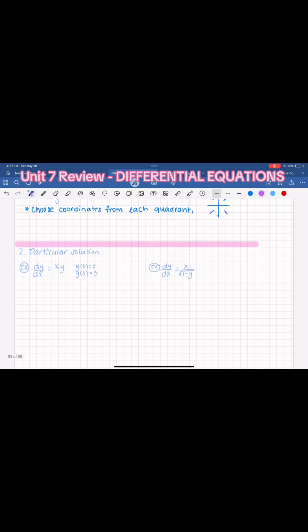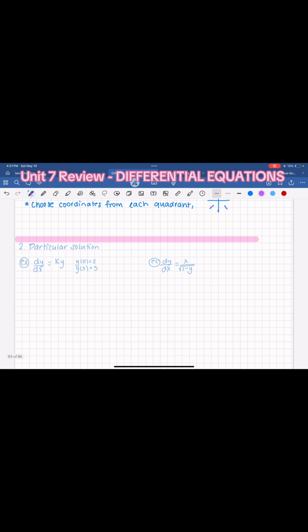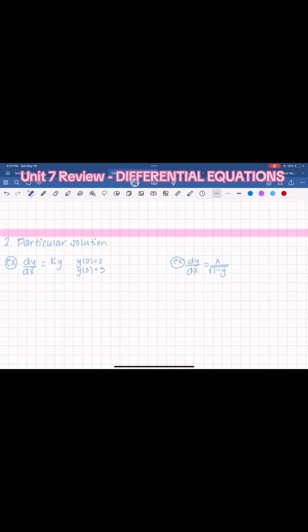All right, particular solution. There's two types you need to know: exponential differential equations and just these other differential equations here. So you can watch me solve this one. So k is the proportionality constant. They tell us dy/dx is equal to ky. So first thing I'm going to do is cross multiply so you guys can see my algebra. And I'm going to get dy equals ky dx. I would suggest you keep the k with the dx, so now I'm going to divide everything by y. And we're going to get dy over y equals k dx.